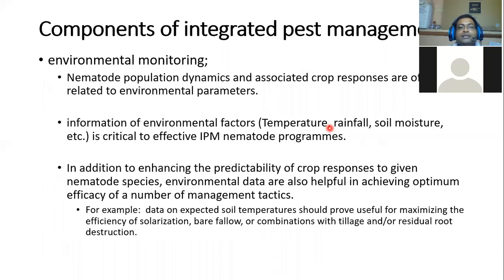The second one is environmental monitoring, as I told you. Environmental factors like temperature and rainfall influence the bare field as well as the cropping time. If the soil temperature is high when you are taking the soil sample, you may expect a low number of nematodes. In the cultivation time, it may be higher.